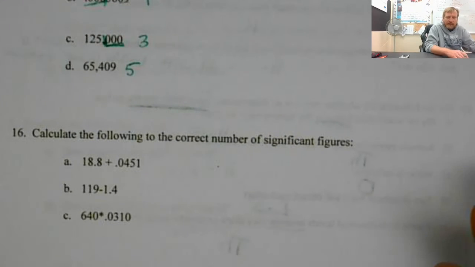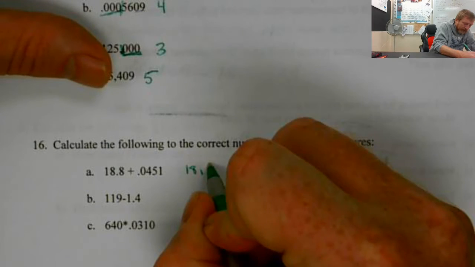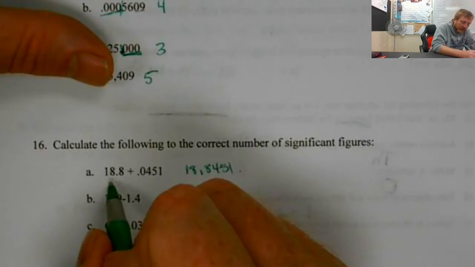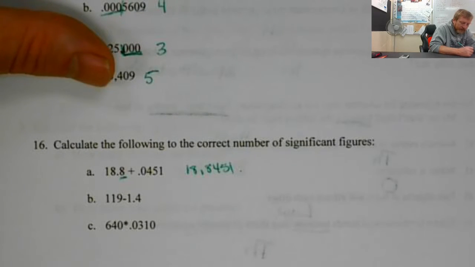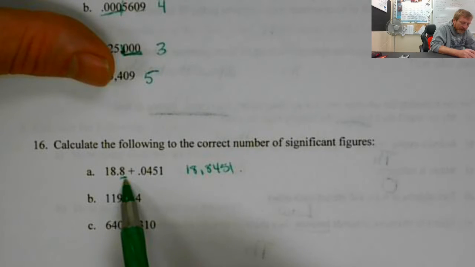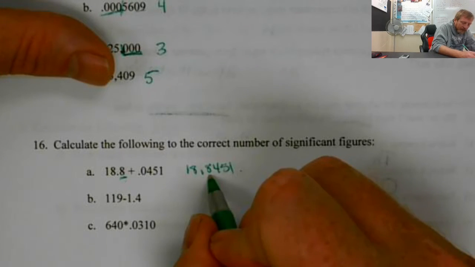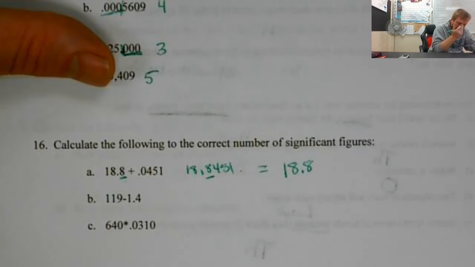Okay, calculate the following to the correct number of significant digits. So for the first one, I have 18.8451 for a raw answer. Now I have to round it. And for adding and subtracting, our solution is to round things to the least precise position. Here we're only precise down to the tenths. Here we're precise down to the 10,000ths. The tenths is less. We can only be precise to our tenths place there, so we'll round that to 18.8.